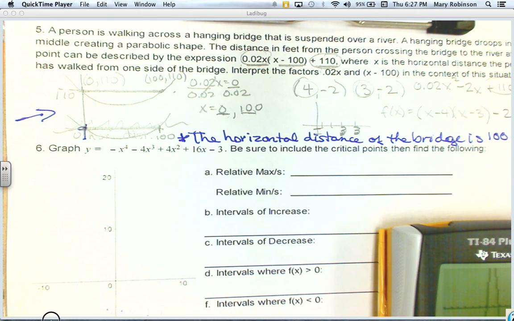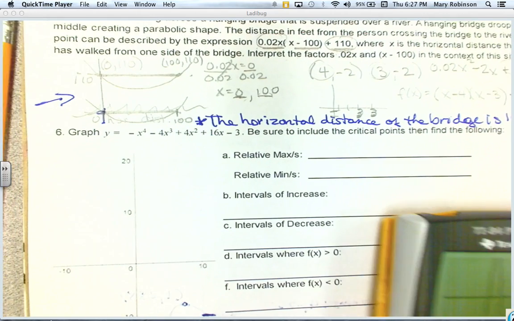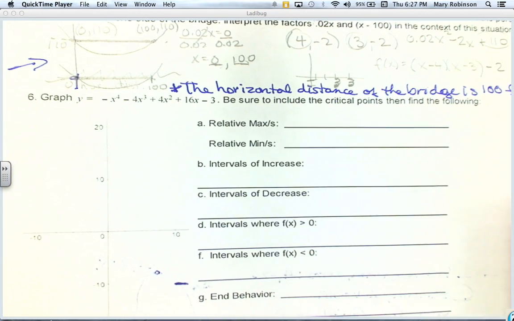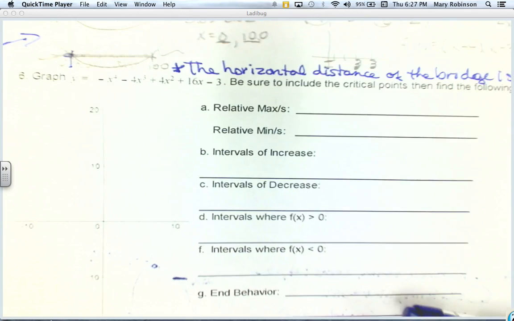In this video, I'll be covering problems 6 and 7 from test review number 1. Alright, so for number 6, you are asked to graph this quartic polynomial.